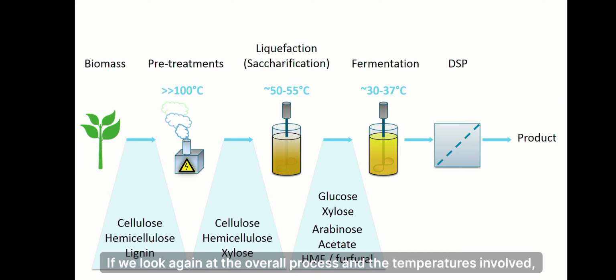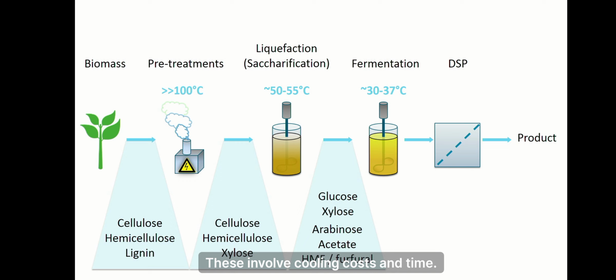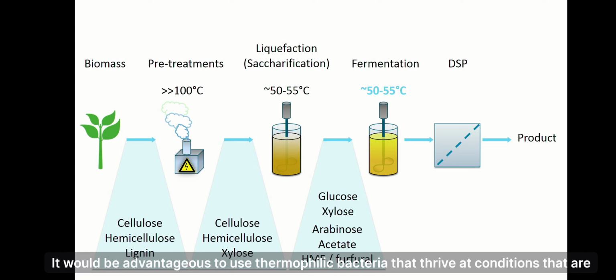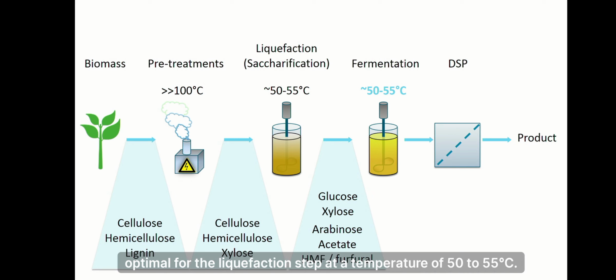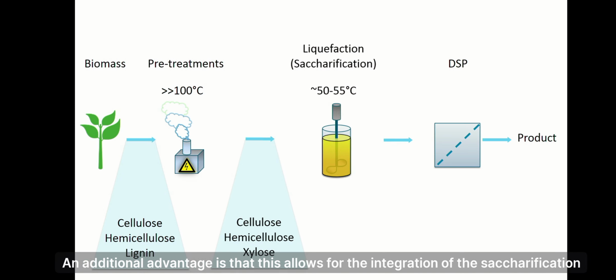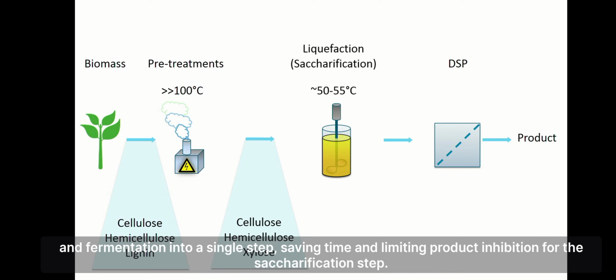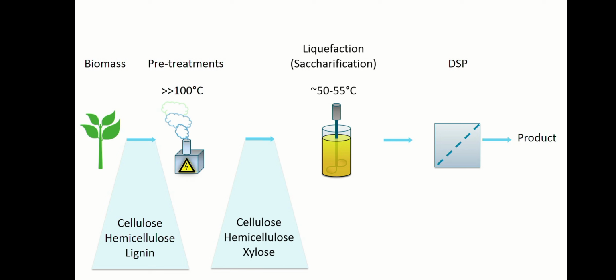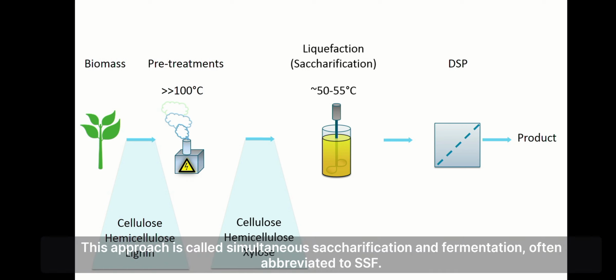If we look again at the overall process and the temperatures involved, we see that in between the pretreatment and liquefaction, and in between liquefaction and fermentation, there are cooling steps involved. These involve cooling costs and time. It would be advantageous to use thermophilic bacteria that thrive at conditions that are optimal for the liquefaction step at a temperature of 50 to 55 degrees. An additional advantage is that this allows for the integration of the saccharification and fermentation in a single step, saving time and limiting product inhibition for the saccharification step. This approach is called simultaneous saccharification and fermentation, often abbreviated to SSF.